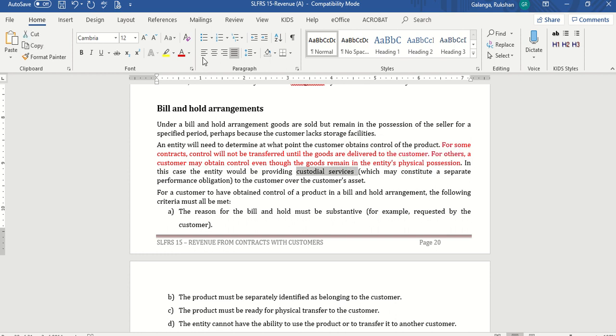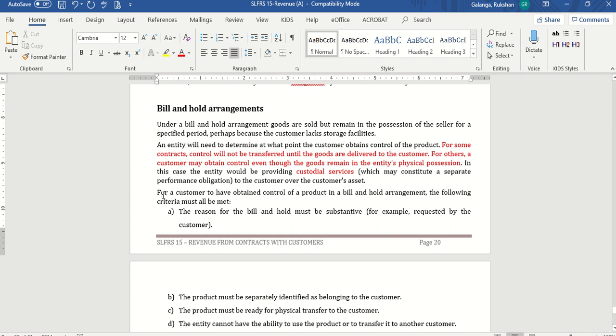Custodial services කියන්නේ ඔයාගේ බඩු ටික තියාගෙන custodian service එක කරන්න, which may constitute a separate performance obligation. Remember, then it comes as a separate performance obligation. You can items ටික ගෙනිච්ච නැත්තම් මම ඊට කොහොමද බලා ගන්න. For that I am charging an amount, right? So it will be another separate performance obligation to the customer or the customer's asset.